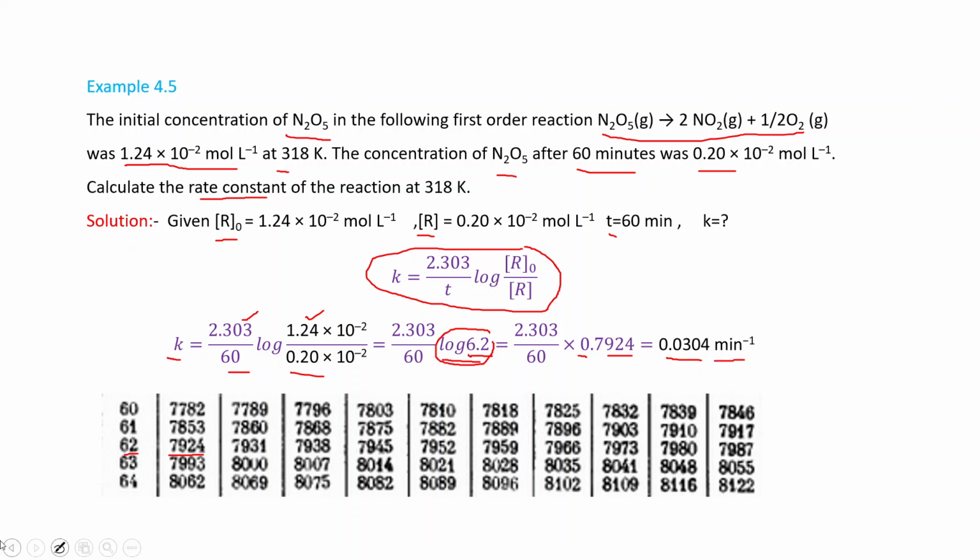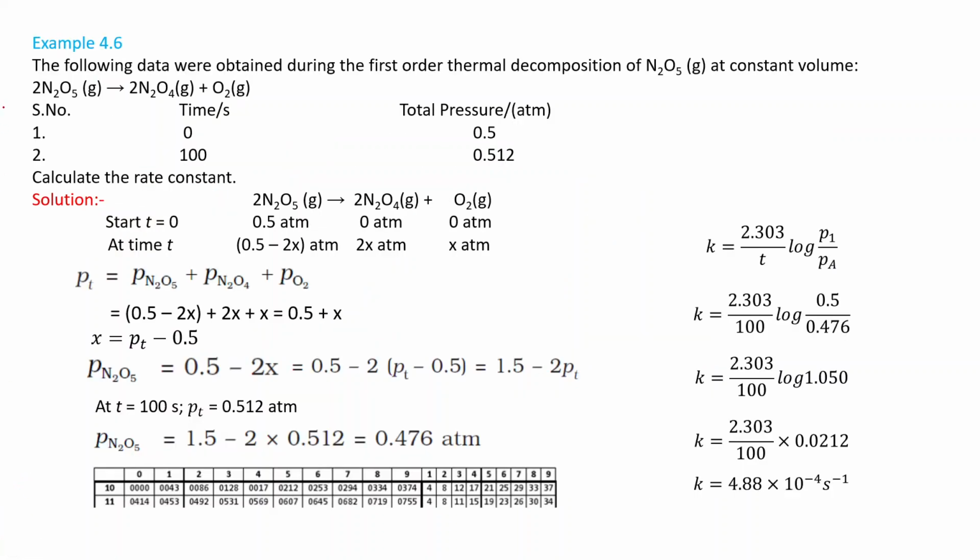Okay. Next one is. Now again, these data were found during the first order thermal decomposition of N2O5. The reaction is given like this. At time 0, the total pressure is 0.5 atmospheric pressure. When time is 100 seconds, the pressure becomes 0.512. Calculate the rate constant. Actually, this is a gaseous reaction. Now see. When time t is equal to 0, the initial pressure is 0.5 atmosphere, and this pressure is due to only N2O5. Okay, and this is 0 and this is 0.